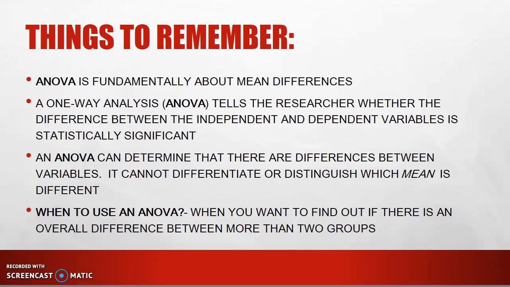And several things to remember about an ANOVA. It is fundamentally about mean differences. A one-way ANOVA tells the researcher whether the difference between the independent and dependent variables is statistically significant. An ANOVA can determine that there are differences between variables, but it cannot differentiate or distinguish which mean is different. And you would use an ANOVA when you want to find out if there is an overall difference between more than two groups.